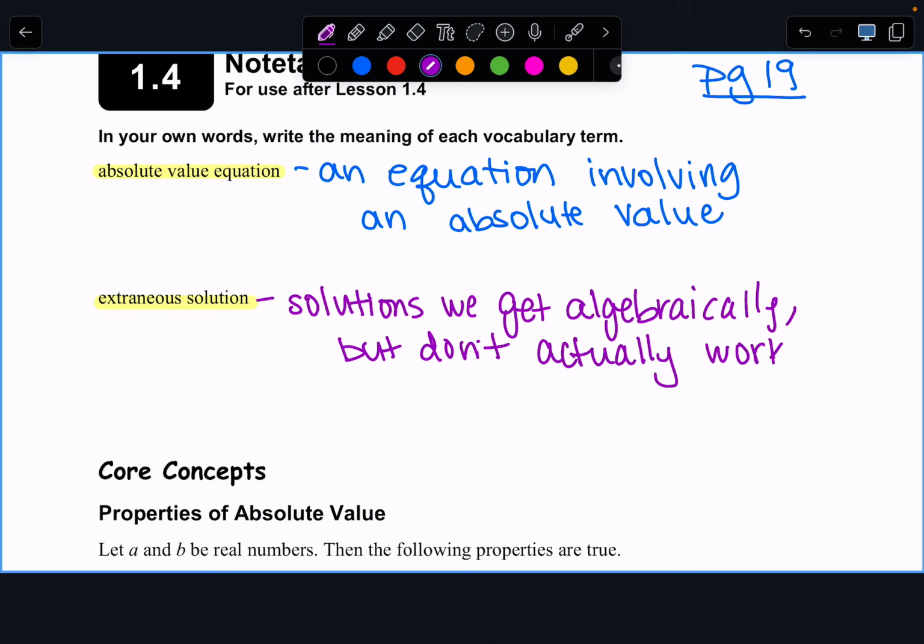So, when we solve absolute value equations, the way that we go about solving them, it is possible that we get an answer that we plug back in, and it's not going to work. And that's called extraneous. Algebraically we got it, but it doesn't actually work in the original equation. Okay? There's a couple different times in our mathematical life that this will happen. This is one of them. Okay? So what do we know about an absolute value?